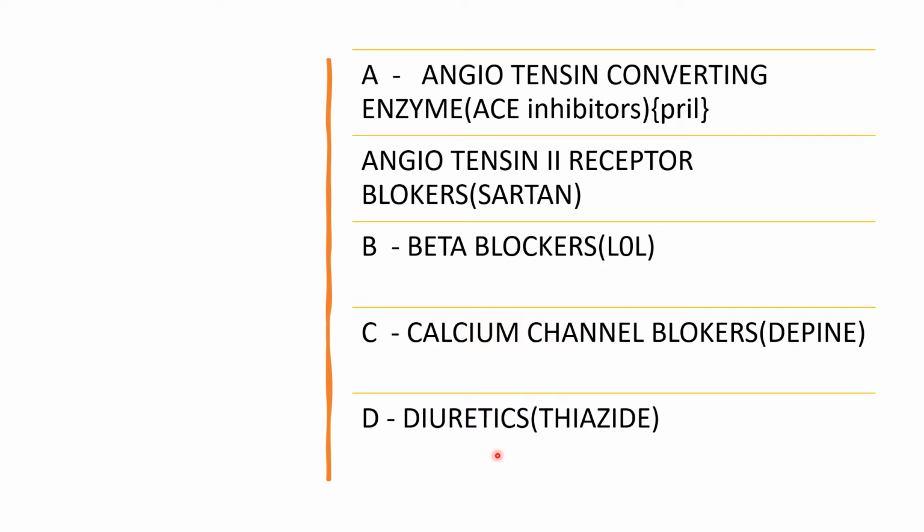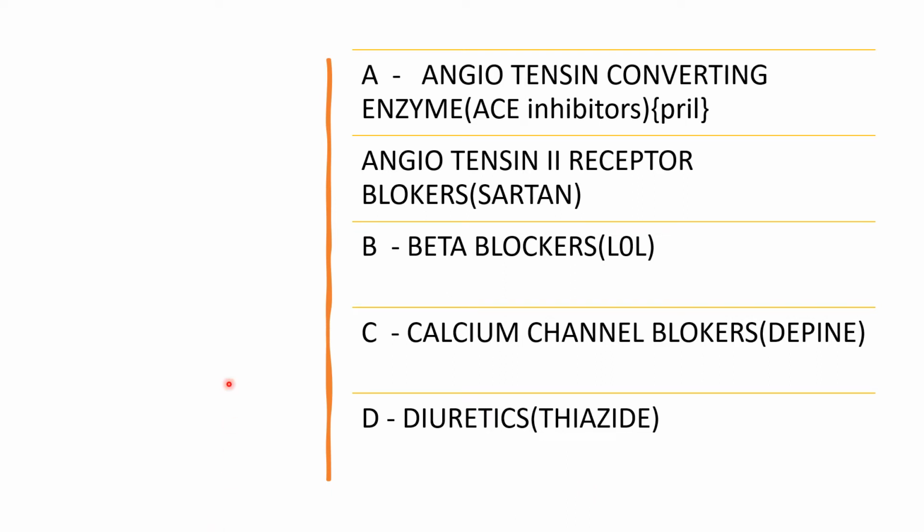D is for diuretics, that is called thiazides. There are many diuretics, however we look in terms of hypertension, that is only those diuretics which have an effect on hypertension. That we are only looking for. So mainly thiazides. The examples are hydrochlorothiazide, chlorothiazide. Other things which are included are indapamide and metolazone, which are also included in the thiazide diuretics.